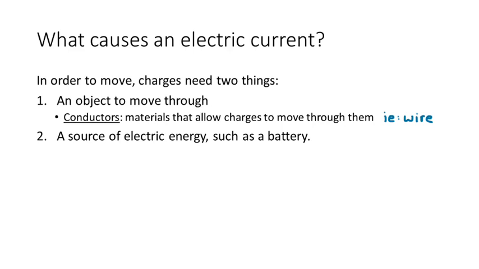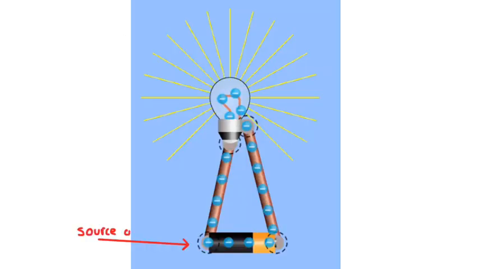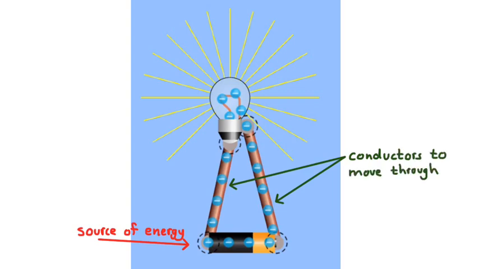So there are two things that we need in order to create an electric current. The first thing we need is things for those charges to move through. Conductors are materials that allow charges to move through them very easily. Wires are good examples of conductors. The second thing that we need is a source of electric energy, again, something like a battery. So a very simple circuit might look something like this. You have some sort of source of energy, and then you have some sort of conductive path for those charges to move through. You'll notice the third element in the circuit is a resistor, like a light bulb. And what a resistor does is it dissipates the electrical energy as thermal energy.